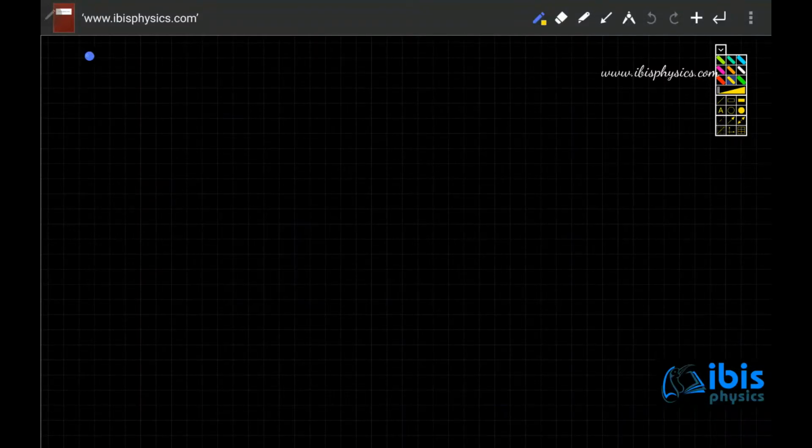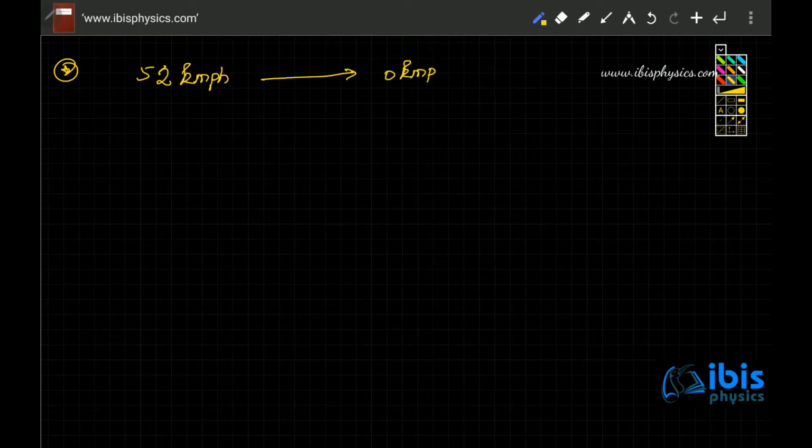Suppose a car is going with a speed of 52 kilometer per hour and is stopped, meaning its velocity becomes 0 kilometer per hour, in exactly 5 seconds by applying brakes. Another car, going very slowly at 3 kilometer per hour, is also made to stop by applying brakes, but the driver is trying to bring the car to rest in 10 seconds. So the first fellow stopped the car in 5 seconds.